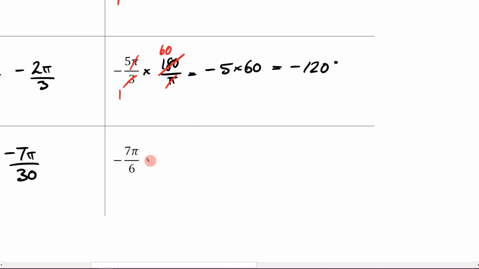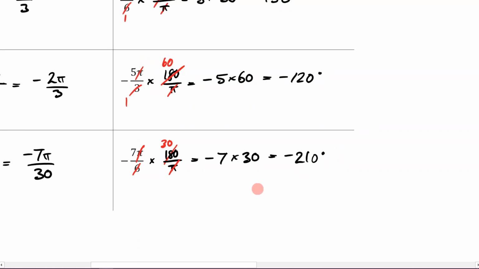So I'm going to times this by 180 on pi, and that means I'm going to be left with this. We'll go with that to make it 30. This pi will cancel with this pi, and I'm going to be left with negative 7 times 30, which will be negative 210 degrees. Perfect.